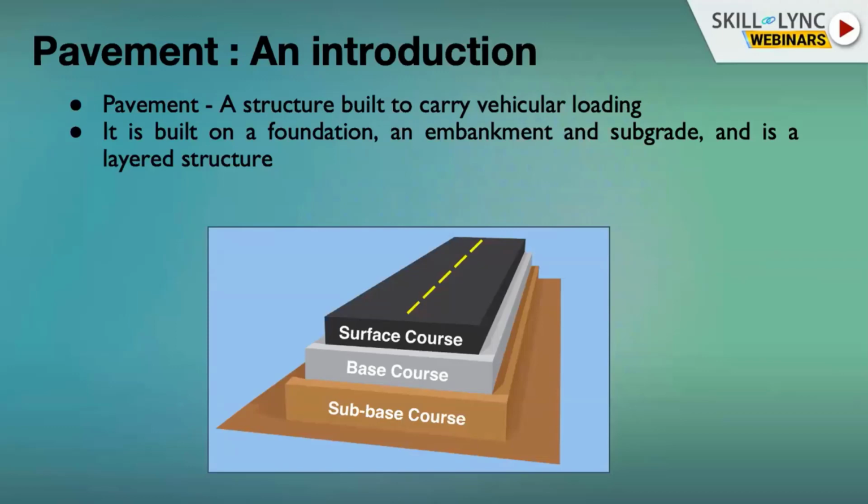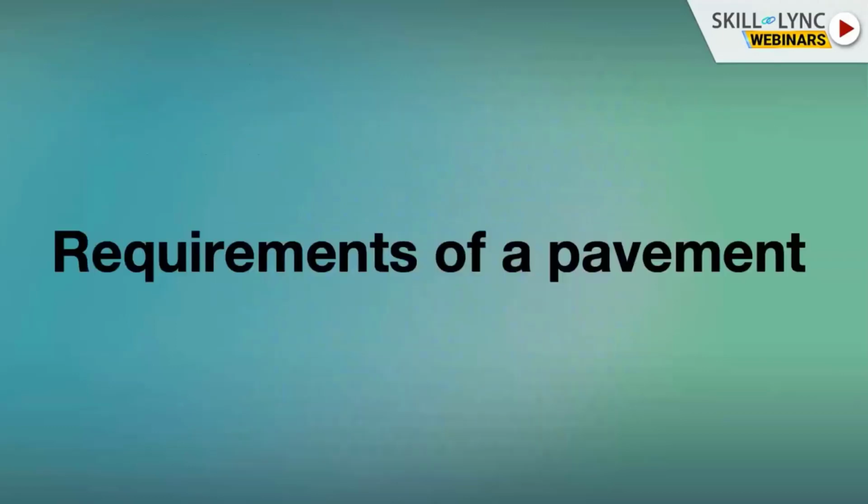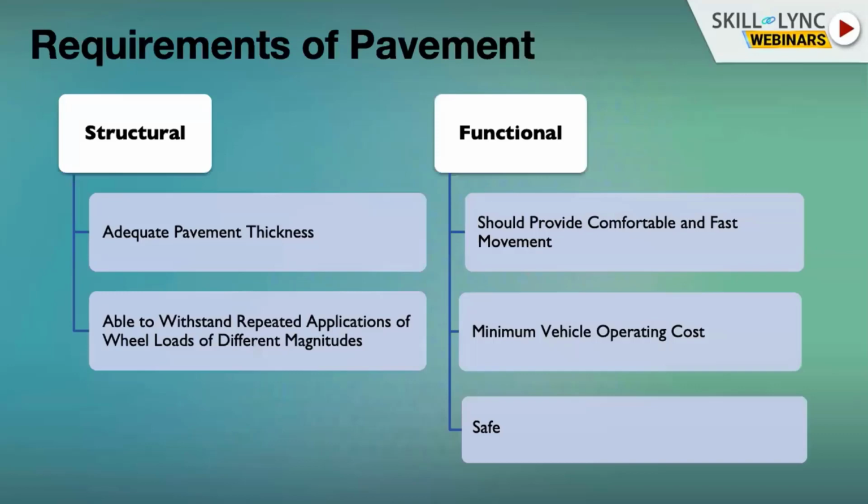This is about the pavement. Now, what are the requirements of a pavement? What do we expect from a pavement? What do we want from a pavement? Basically, all the requirements are categorized into two types, either functional or structural. So let us see what the functional requirement is, and what the structural requirement is. We will start with the functional.